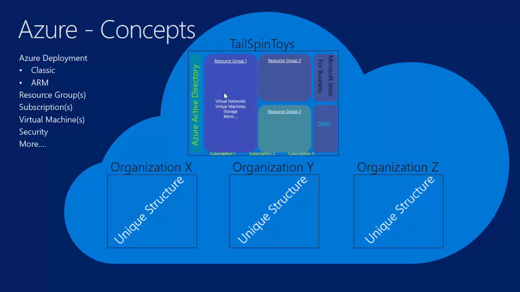There are two ways that you can do Azure deployments. One is called the classic deployment model, and the other is called the ARM, or Azure Resource Manager deployment model, right? So the classic deployment model, this was actually the original Azure deployment model, the only one whenever Azure first rolled out.